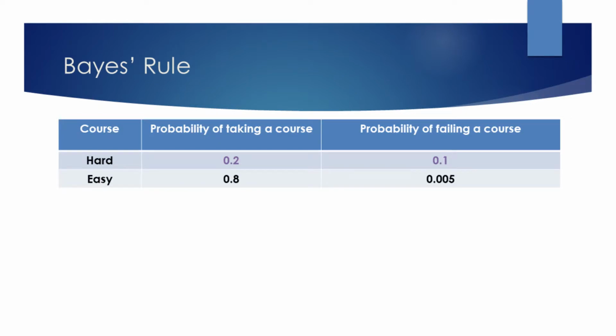The following table gives us the probabilities for an average student to take some arbitrary hard, or an easy course, as well as the probabilities of failing them. From the table, we can tell that given the course is hard, an average student has a 0.1 probability of failing it. Let's now find the probability that given a student has failed, it was the hard course.